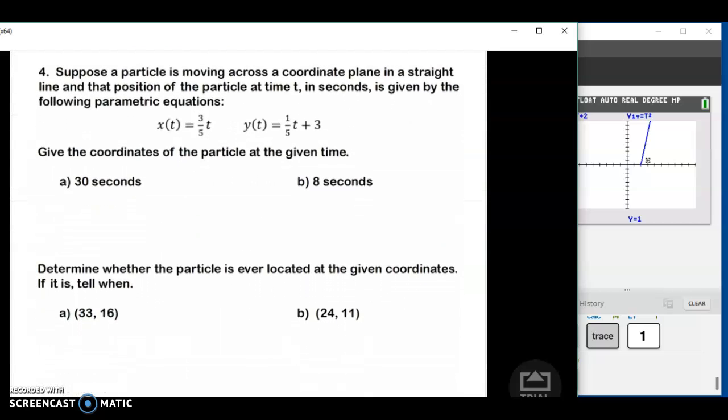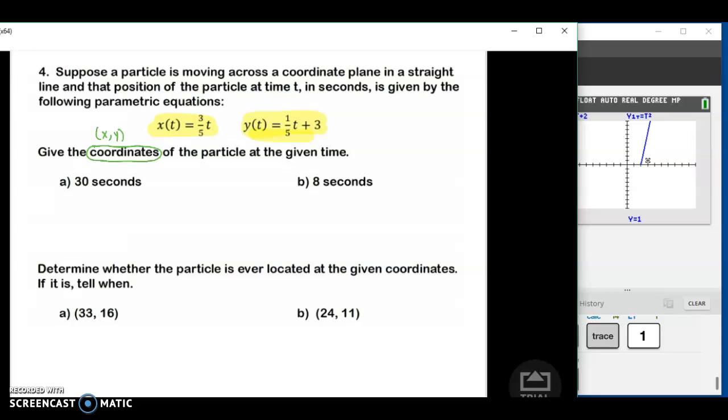Okay, for the next part, it says, suppose a particle is moving across a coordinate plane in a straight line, and that position of the particle at time t in seconds is given by the following parametric equation. So we have an x equation, a y equation. Our parameter here is time. So for the first part, it says give the coordinates of the particle at the given time. So when it says the coordinates, we just want to find what the x and y value are going to be at the certain time.